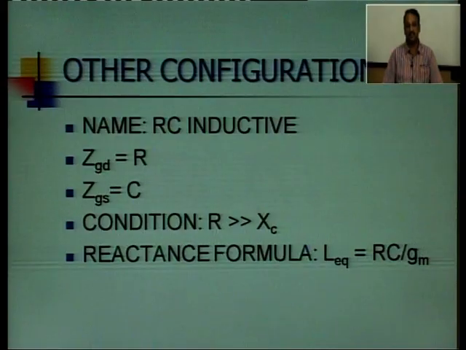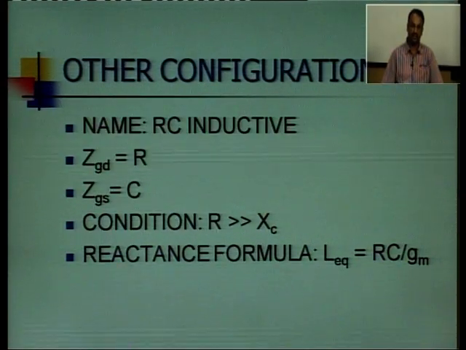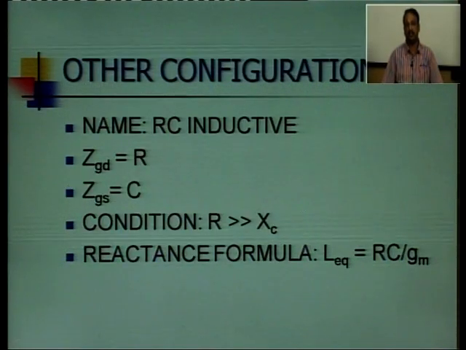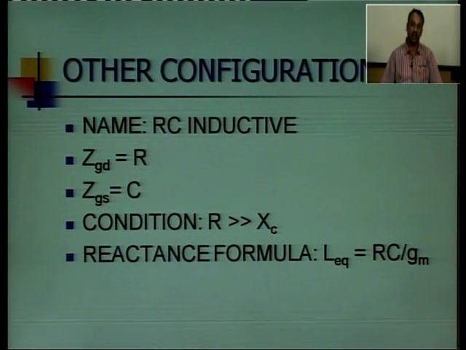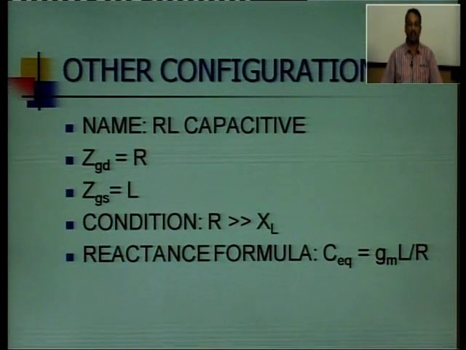Other arrangement is gate to drain is R, gate to source is C, and R is very greater than Xc. In this case, we get variable inductive reactance L equivalent, that is equal to Rc divided by Gm. Or there are two other arrangements, that is RL, where we get capacitive or inductive reactance.